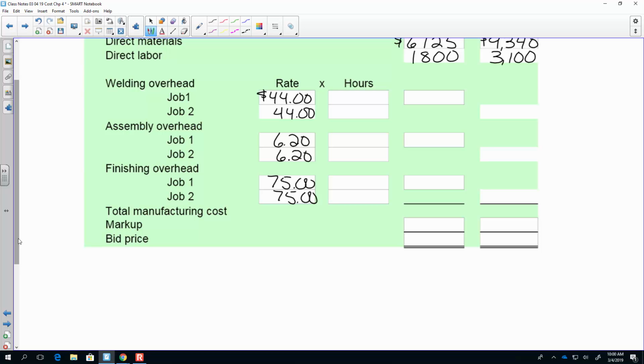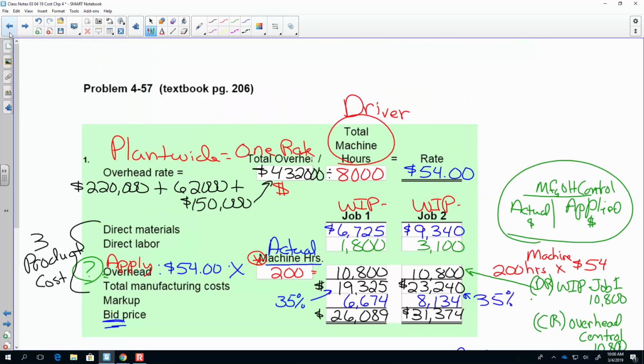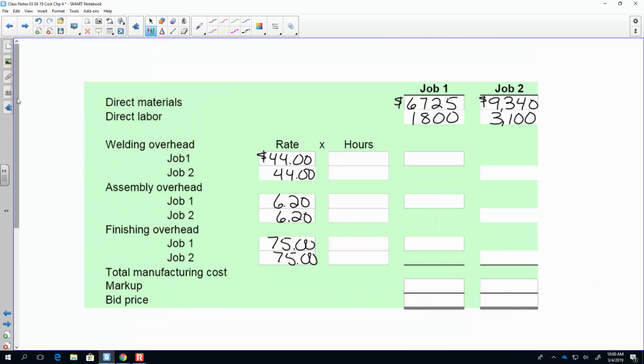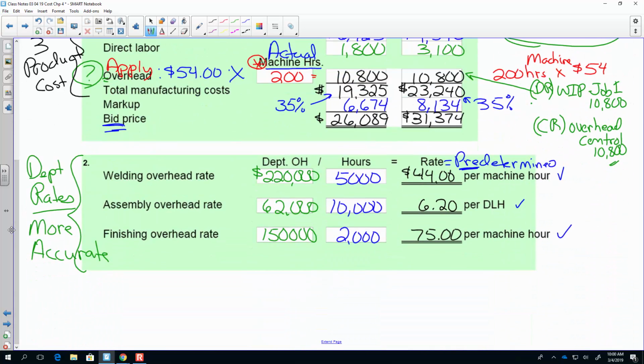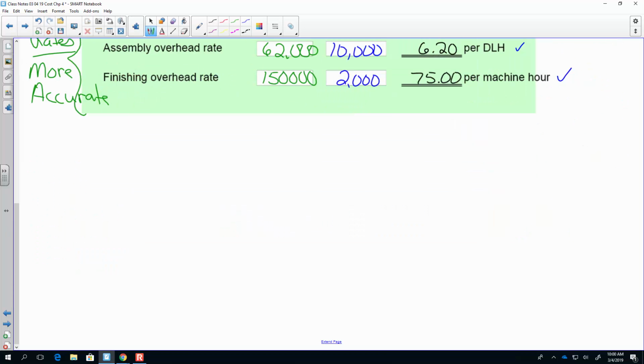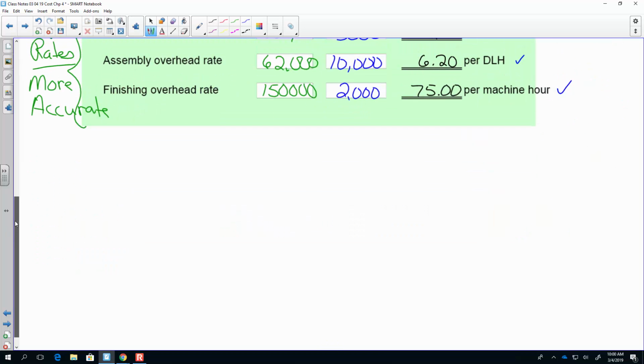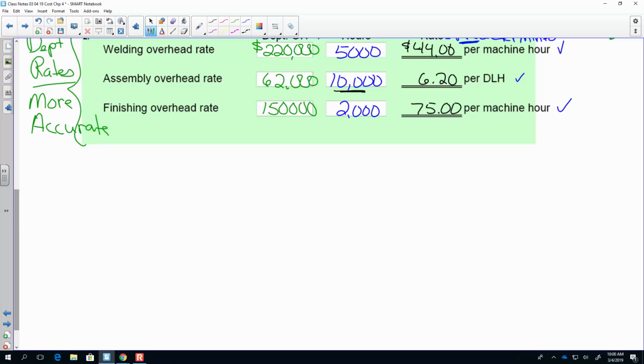Oh, careful, Catherine. Good question. Catherine's questioning the 10 here. She thinks 1,000 should be here, but I think it's 10, is it not? It is 10 because it's labor hours. That's direct labor. The driver is direct labor, not machine. We print with the machine hour. Yeah. Okay. I didn't even read that.